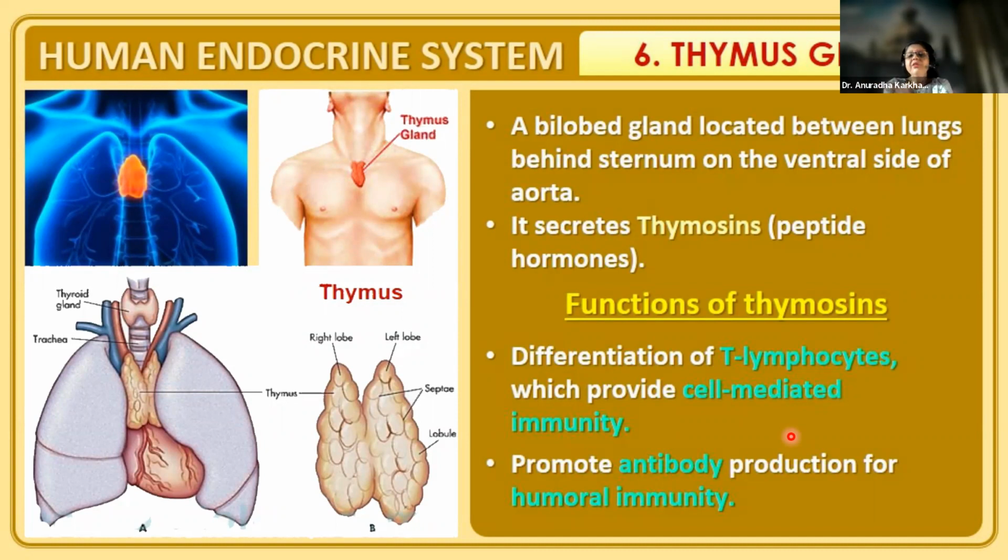Got it? So the T lymphocytes are so aggressive, they don't require the help of anything. They go, they attack the pathogen, they kill it. But there are certain thymosins which will trigger the arms and ammunition to be formed against that particular pathogen. That is called antibody production.